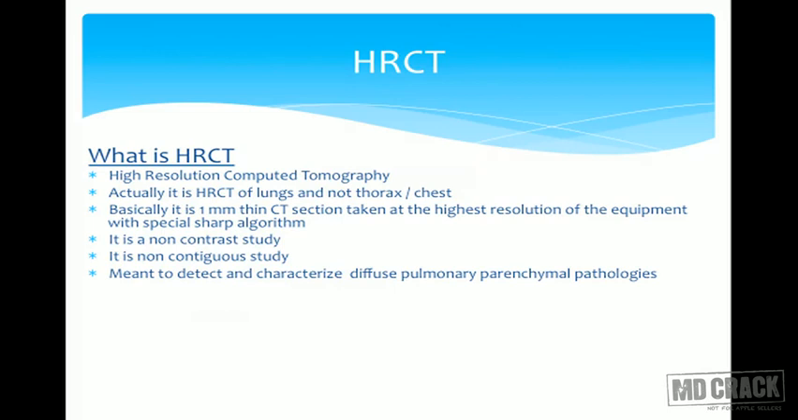So what is HRCT? HRCT stands for high resolution computed tomography. It's basically done to evaluate the lungs and not the entire thorax. Basically, it is 1 mm thin sections taken at the highest resolution of the equipment with a special sharp algorithm. It is a non-contrast study. It is a non-contiguous study. That means you take one slice, two slices, then there's a gap, then one slice, two slices, and there's a gap. So it's a non-contiguous study. And it is meant to detect and characterize diffuse pulmonary parenchymal pathologies.